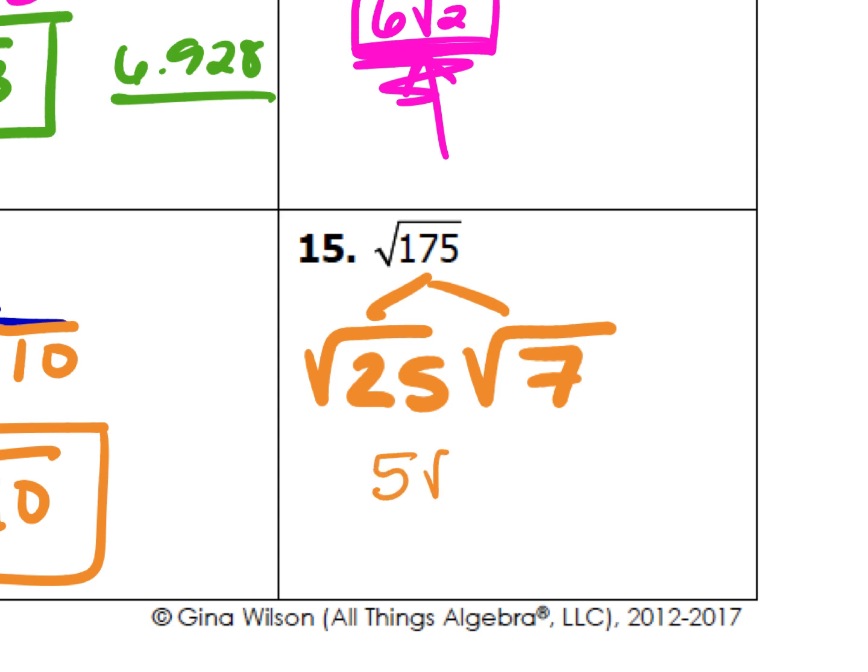5 root 7, or rad 7, square root of 7, those are all the same thing. So I'm sorry if I say different words. I usually say rad, like radical, right? 5 rad 7. But this is your final answer. And again, if you plug this into your calculator and you plug that into your calculator, you should get identical numbers. Okay? Questions on that?